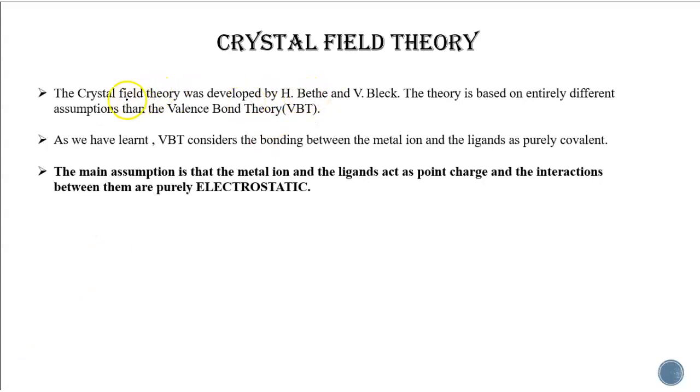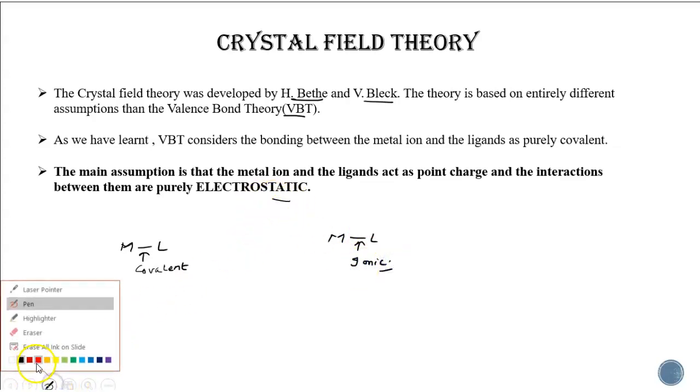First of all, who has given CFT? It has been developed by H. Bethe and V. Bleck. The theory is entirely different as compared to VBT. VBT says that the interaction between metal and ligand is going to be covalent, correct? But this is not going to explain all the geometries of coordination compounds. So there comes CFT, which states that the interaction between metal and ligand is going to be purely ionic, or you can use another term, electrostatic, correct? So that is one thing.